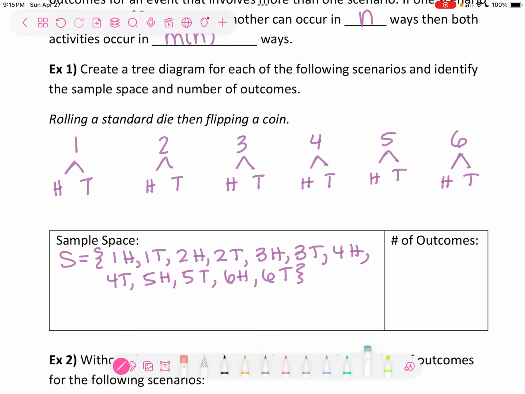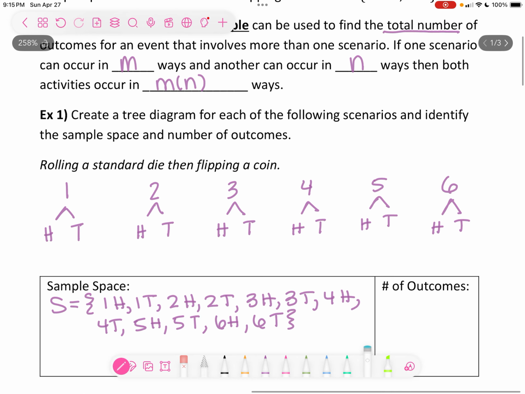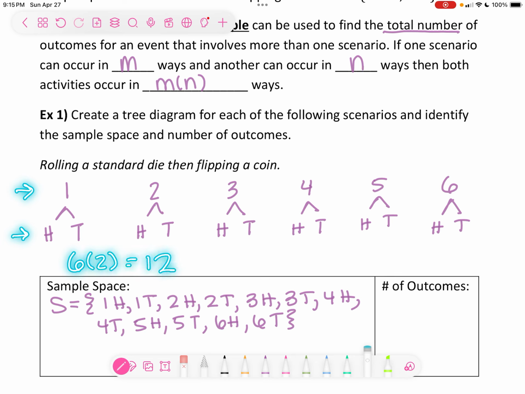If we count up the number of outcomes, there's 1, 2, 3, 4, 5, 6, 7, 8, 9, 10, 11, 12. There's 12, which hopefully makes sense because of the fundamental counting principle. We had 6 options here, and then we had 2 options here for each one. And 6 times 2 gives us 12. So whether we count them up in the sample space or we use the fundamental counting principle from above, we're going to get that there's 12 outcomes possible.